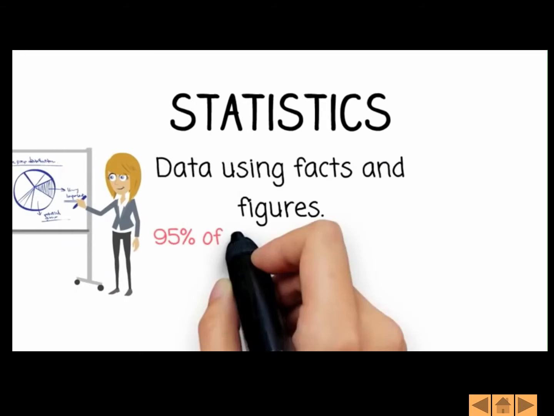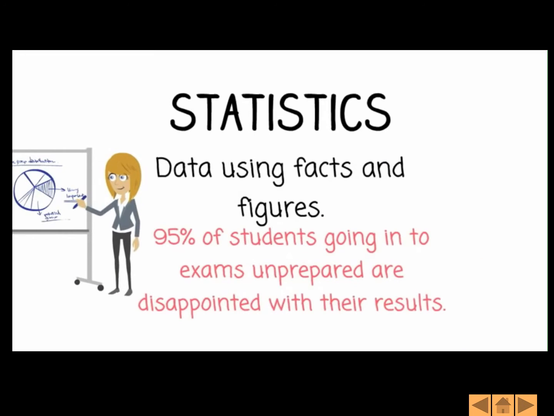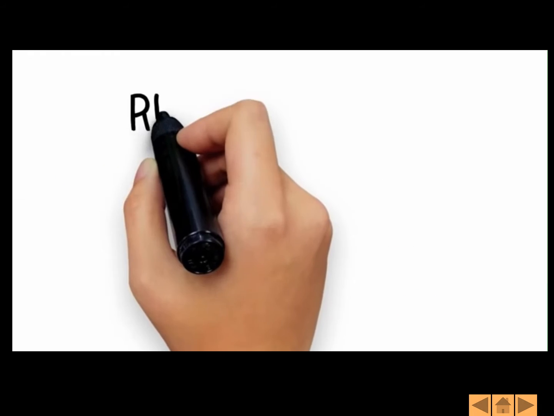Statistics. Statistics are data using facts and figures. So the example there, I've made this up by the way, 95% of students going into exams unprepared are disappointed with their results. Okay, so you're backing it up there with a percentage. It could be a different type of statistic as well.